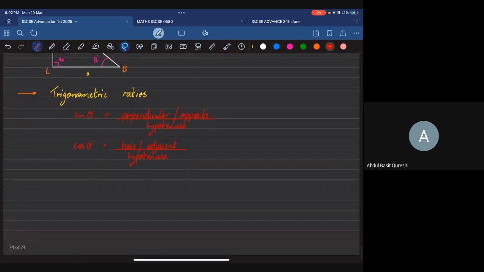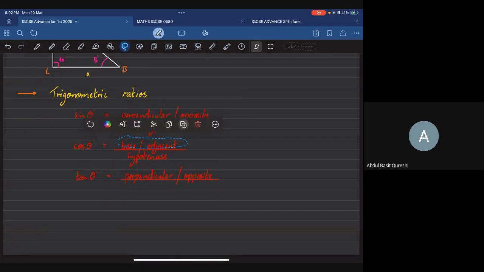And lastly, you've got tan theta, which is very simply perpendicular or opposite side over your base or adjacent side.